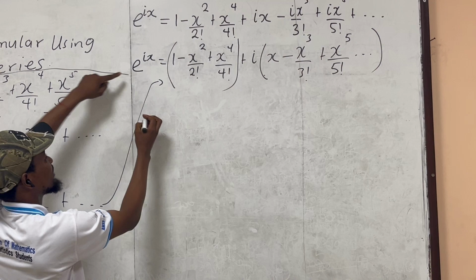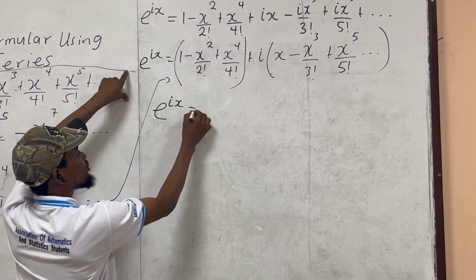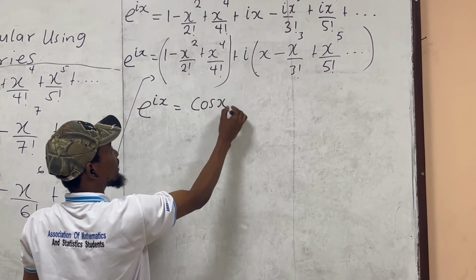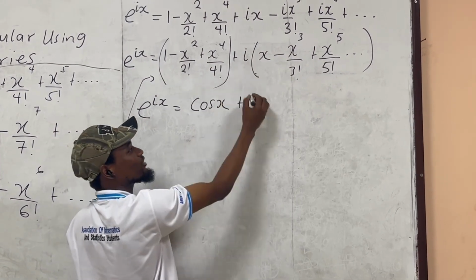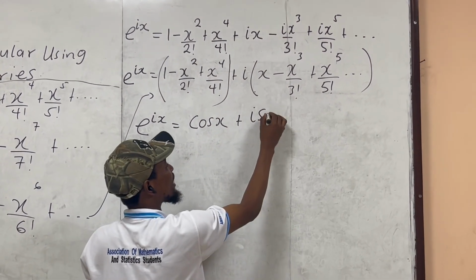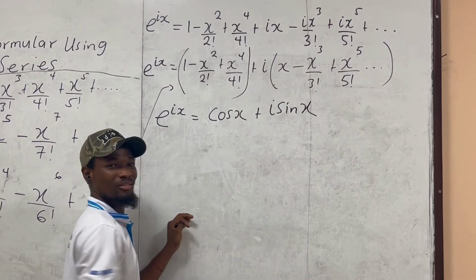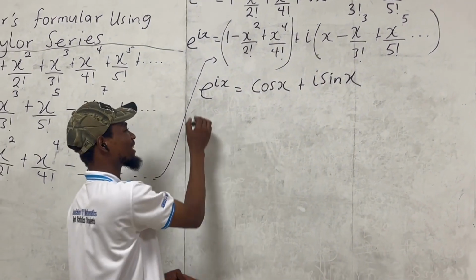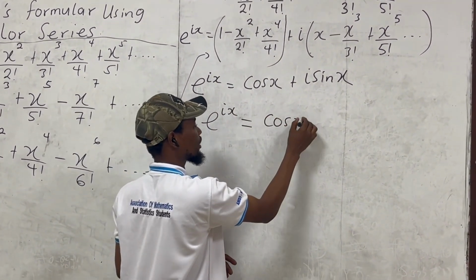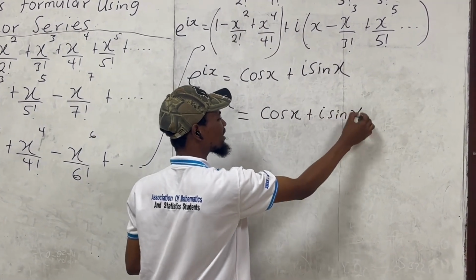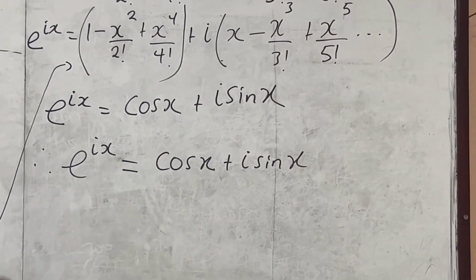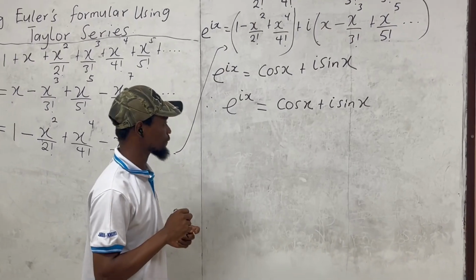So I can therefore say that e to the power ix is equal to, the whole of this is the Taylor series expansion for cos. Cos what? x. Then plus, what do I have? I can see i here. So I have i, and the whole of this is the Taylor series expansion for sine x. So I have sine what? x. Viewers, this is the proof. So I can say therefore e to the power ix is the same as what? cos x plus i sine x. As simple as that.